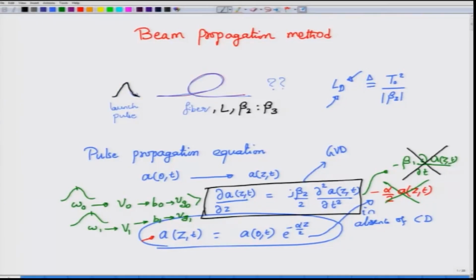So, you have a certain launch power here, and you want to know what happens to this launch pulse, not launch power, it is launch pulse. You want to know what happens to this pulse which is launched into the fiber, how does it show up on the output, and you are going to know that by using what is called the beam propagation method. Now, what is the beam propagation method?